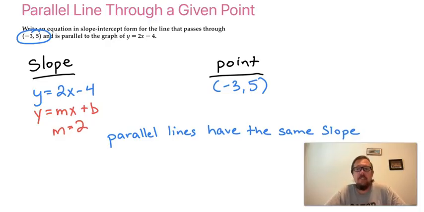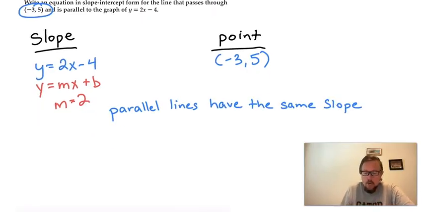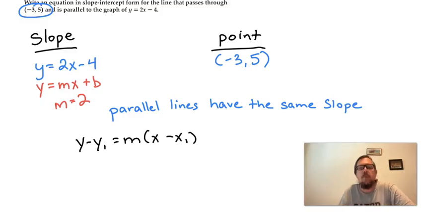Since the point that we're given is not the y-intercept, since it's just some random point, we're going to use point-slope form, which looks like this. And we're going to plug in the information that we're given. We're given the slope is 2, and we're given this point up here. This will be our x1 and this will be our y1. So let's go ahead and do our replacements.